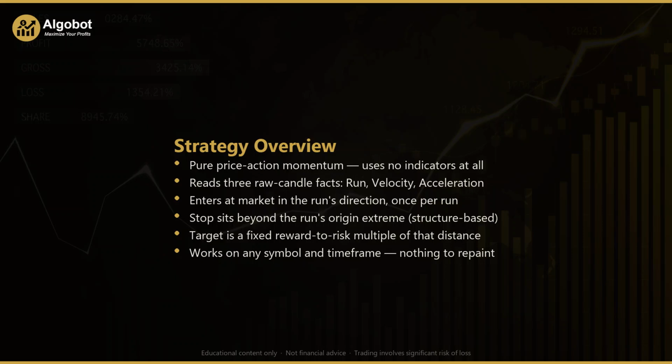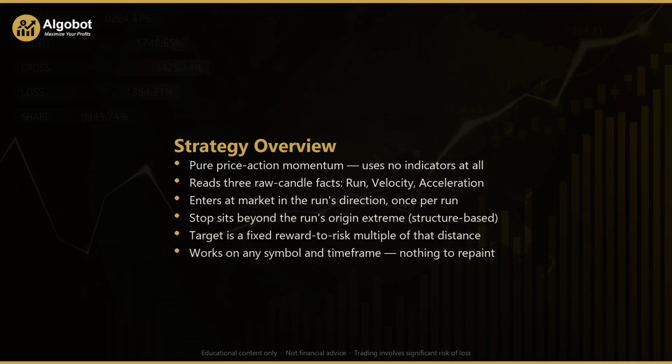At its heart, this expert advisor is built around a single idea, that real momentum is not one dramatic candle, but velocity. Sustained, directional travel across several bars in a row that is also speeding up. Many traders chase a single large candle and get caught buying the very top. Velocity Thrust Runner takes a more disciplined view. It reads 3 simple facts straight from the raw candles, with absolutely no indicators involved.